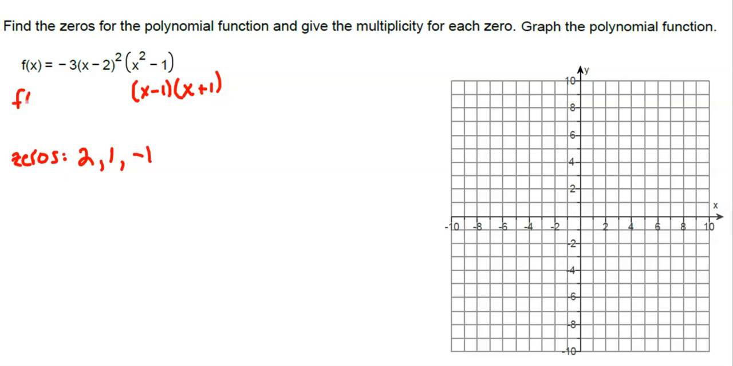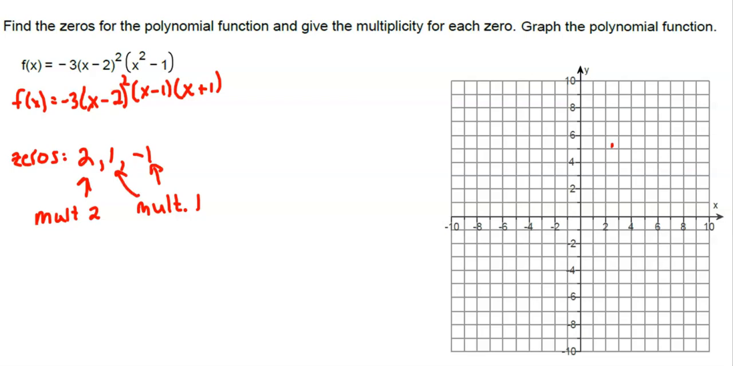It also asked us to name the multiplicity of each 0. So to find the multiplicity, what we're going to pay attention to are the exponents. And what we notice is that the x minus 2 has an exponent of 2. So that means 2 is a 0 with multiplicity 2. It's a 0 twice. The other two numbers, the 1 and the -1, are zeros only once, because we only have one factor of x minus 1 and only one factor of x plus 1. So each of them has a multiplicity of 1.